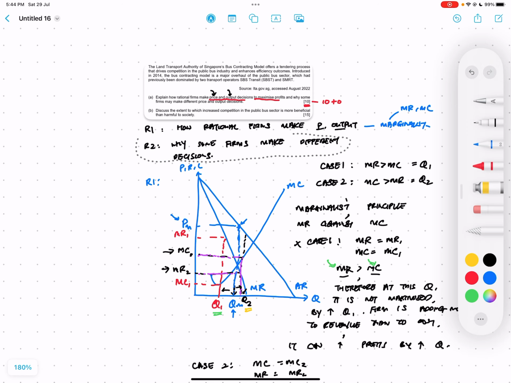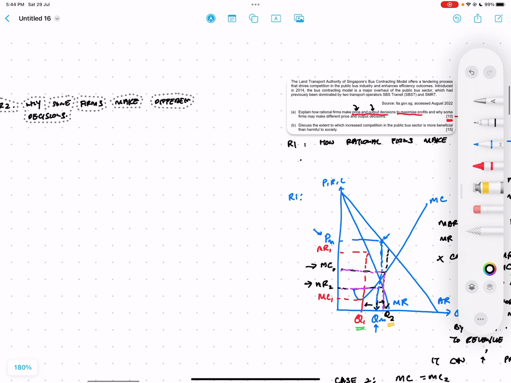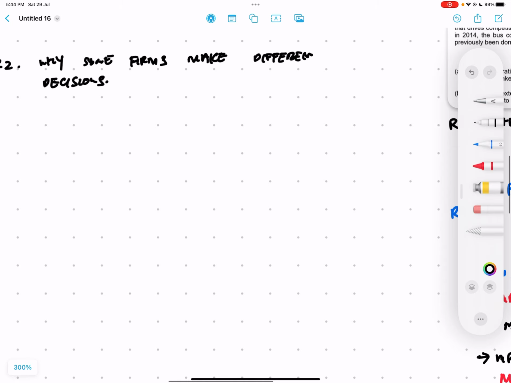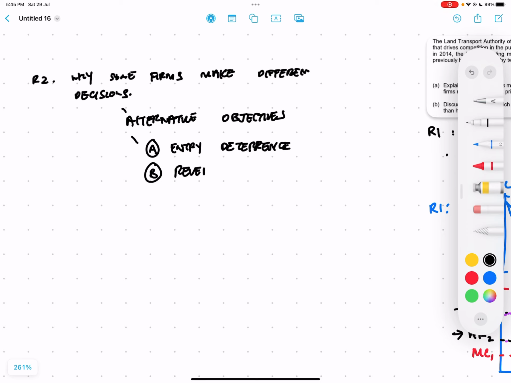So here, let's shift this away. Okay, so the way to answer why firms make different decisions is actually to use something called alternative objectives. There are actually many alternative objectives you can bring about. The first one, which is inside the answer key, is entry deterrence. But there are others also. You could have also written revenue maximization, or profit satisficing.